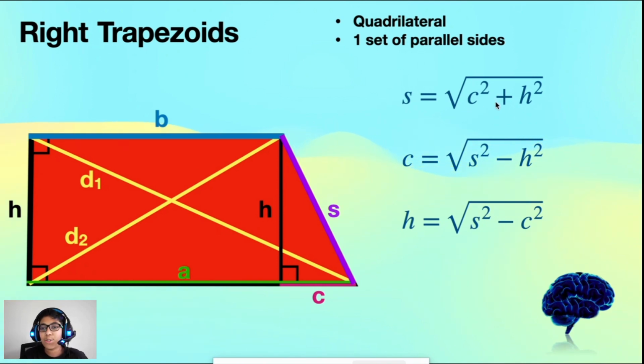That means S equals the square root of C squared plus H squared. And using the same thing, C equals the square root of S squared minus H squared. And H equals the square root of S squared minus C squared.